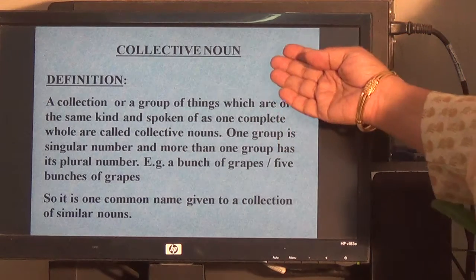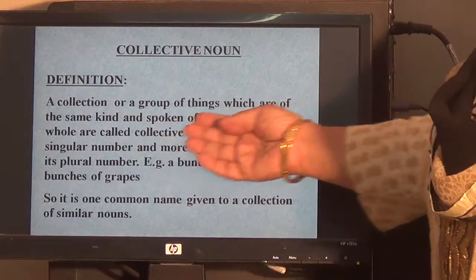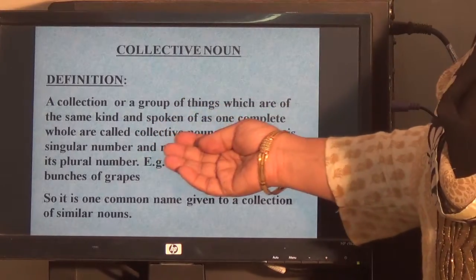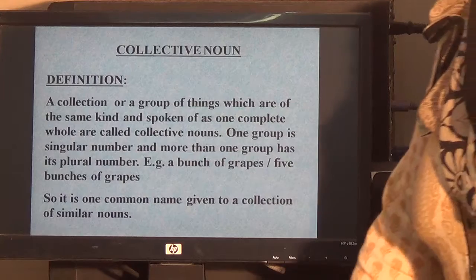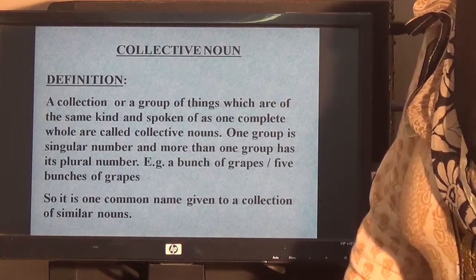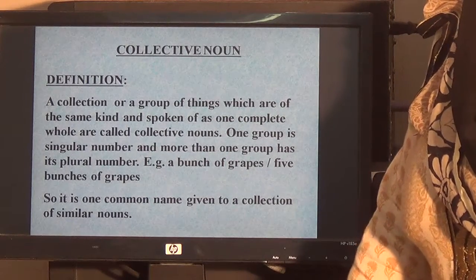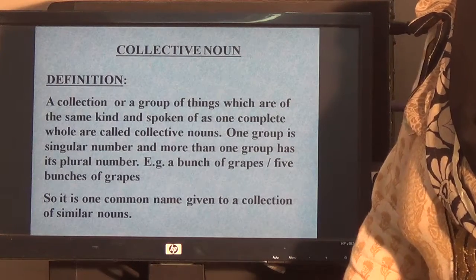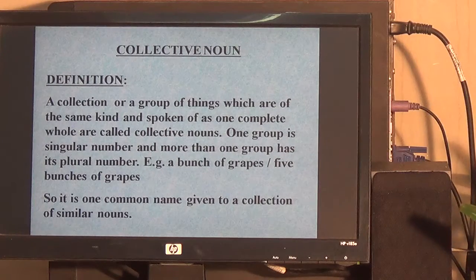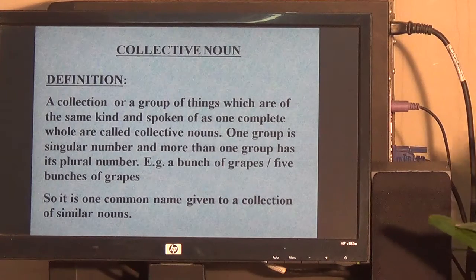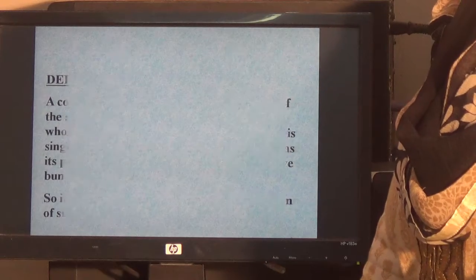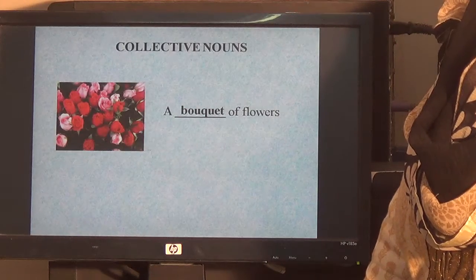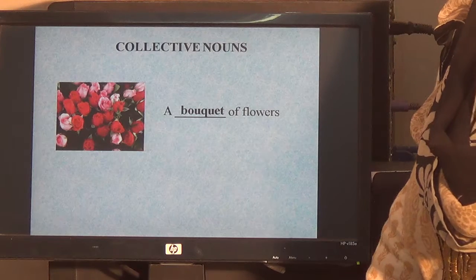We have now reached collective nouns. A collection or a group of things which are of the same kind and spoken of as one complete whole are called collective nouns. One group is a singular number. Like I explained to you, we use the article a before this collective noun. Here are some examples of collective nouns.